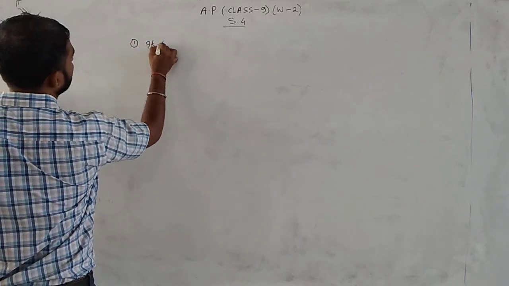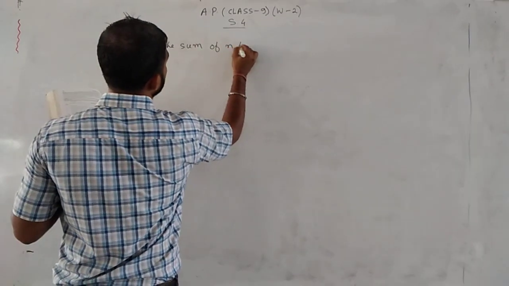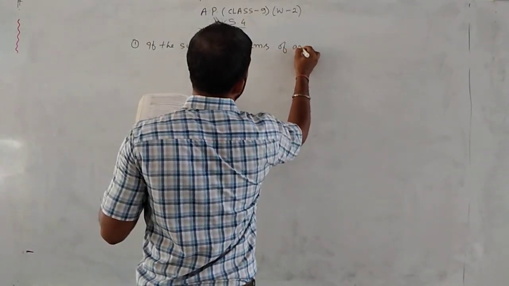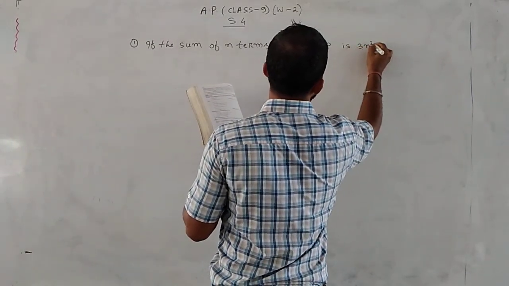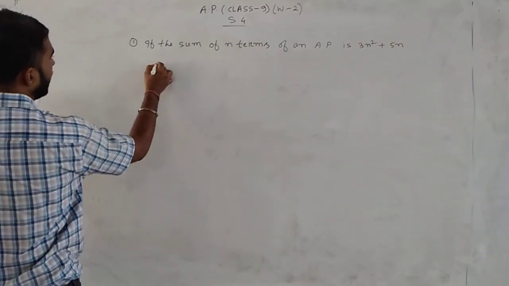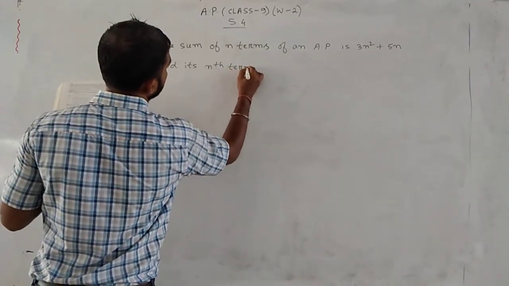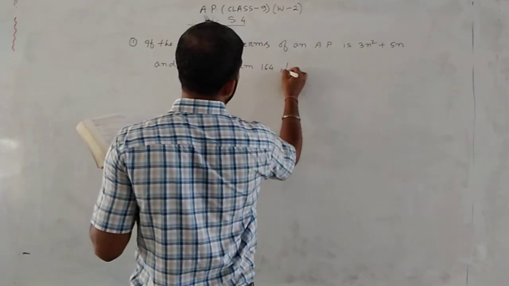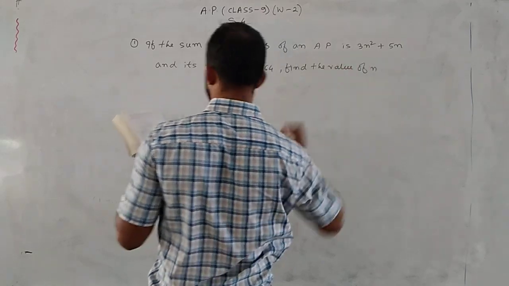if the sum of n terms of an AP is 3n square plus 5n and its nth term is 164, find the value of n.